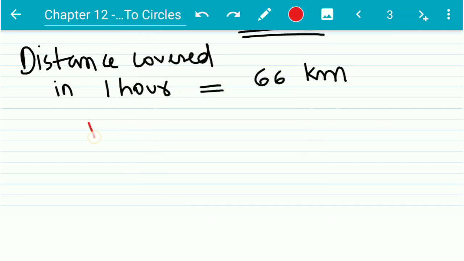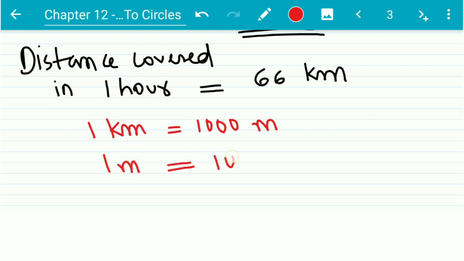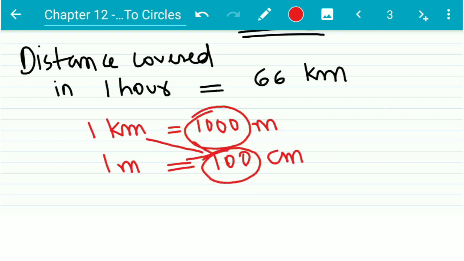See, 1 kilometer is equal to 1000 meters. 1 meter is equal to 100 centimeters. Now, we need to convert this kilometer to centimeter directly. How to convert kilometer to centimeter? Multiply by 1000 into 100. 1000 into 100 means 1, 2, 3, 4, 5 zeros.